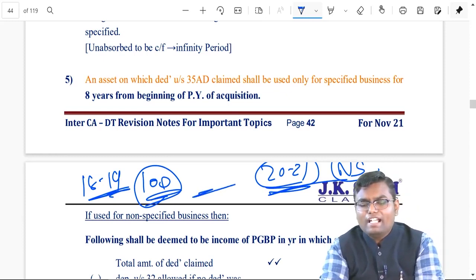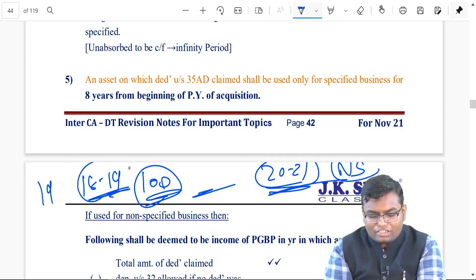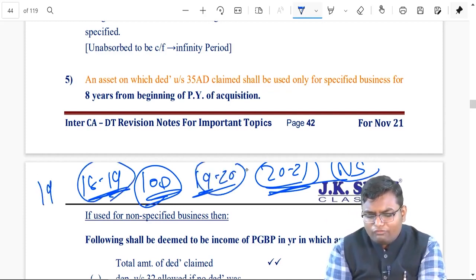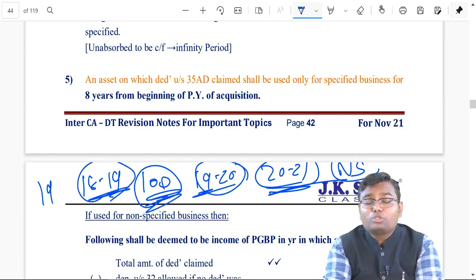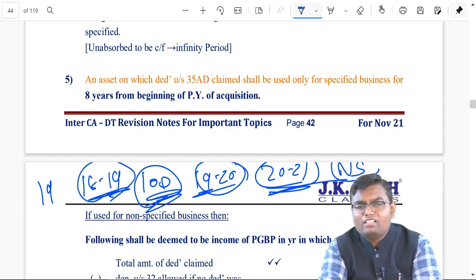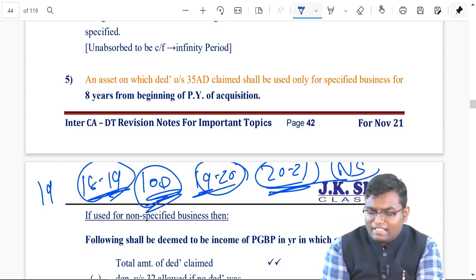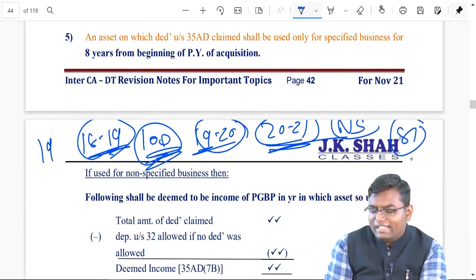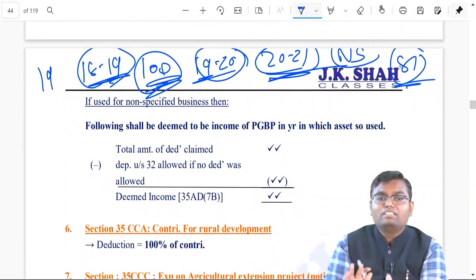Can I say 100 into 10% and 90 into 10% because of the WDV method? The total 19 rupees would have been the depreciation of these 2 years. Deduct it from 100 rupees. What is the notional value as on the beginning of 2021? 100 minus 19, that is 81 rupees. Only 81 rupees will be added to the income in this year.